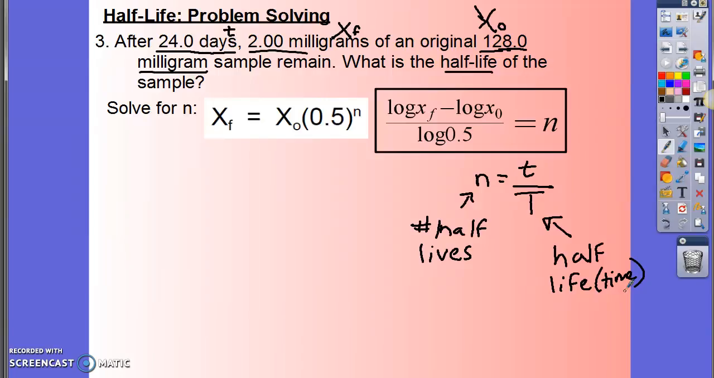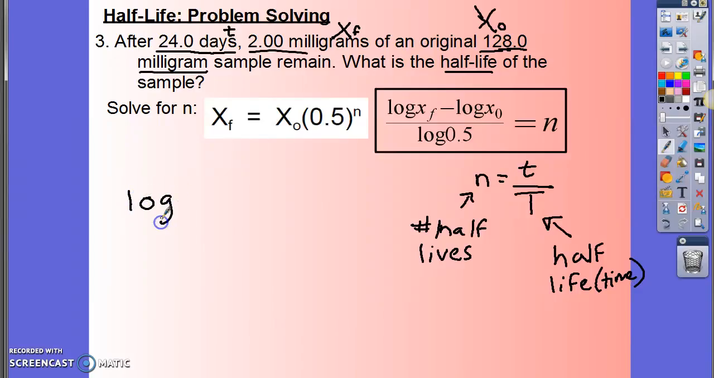In order to figure out big T, we need to know n and little t. And in this question, we only know little t. We don't know n. So that is why we need this log equation that tells us n. So we're going to use the equation in the box. And it looks like we can go ahead and plug in. We know xf and x0, and that's all we need to solve for n. So let's go ahead and plug that in.